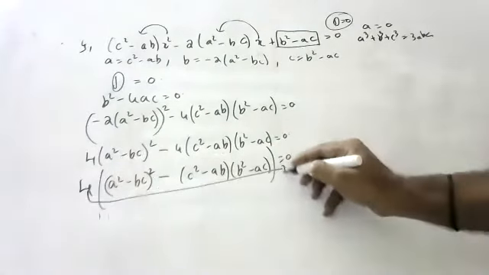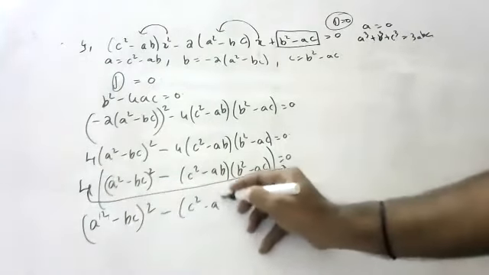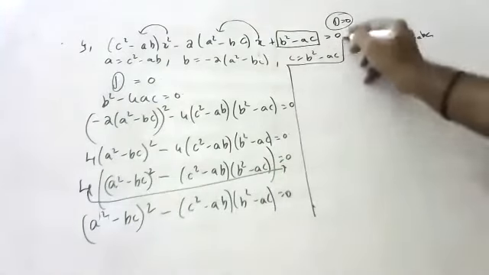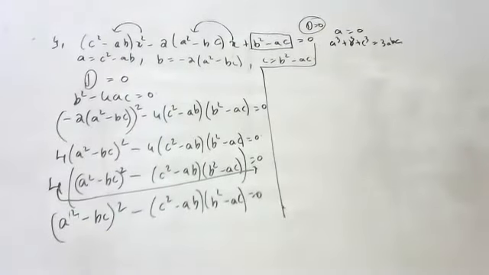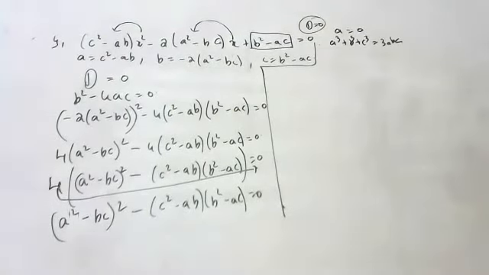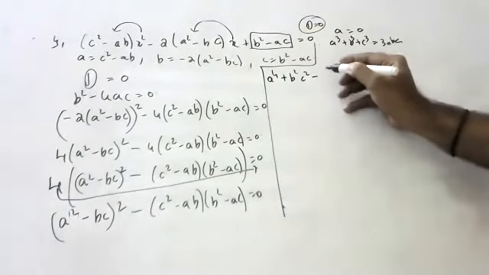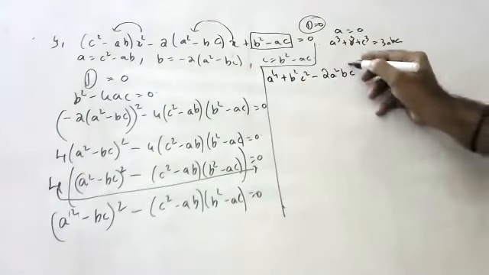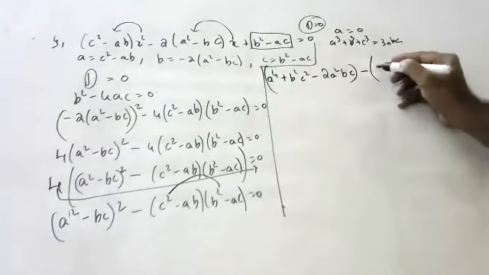Okay, break this down. 4 goes to 0. A square minus bc whole square minus c square minus ab into b square minus ac is equal to 0. Now expand this one. A square whole square, how much? A to the power of 4 plus b square c square minus 2a square bc. Yes, this into this, c square b square, minus.